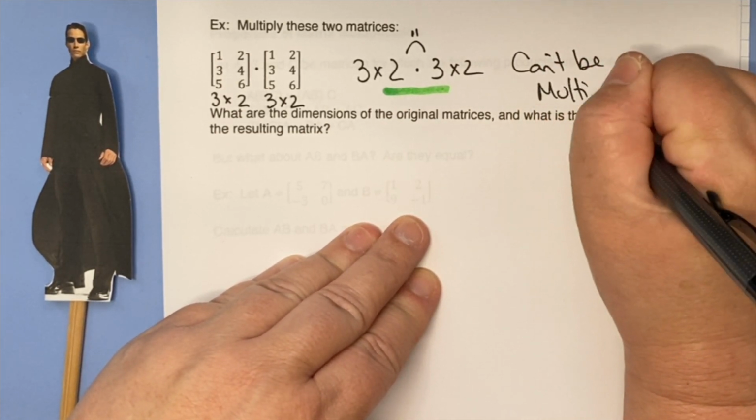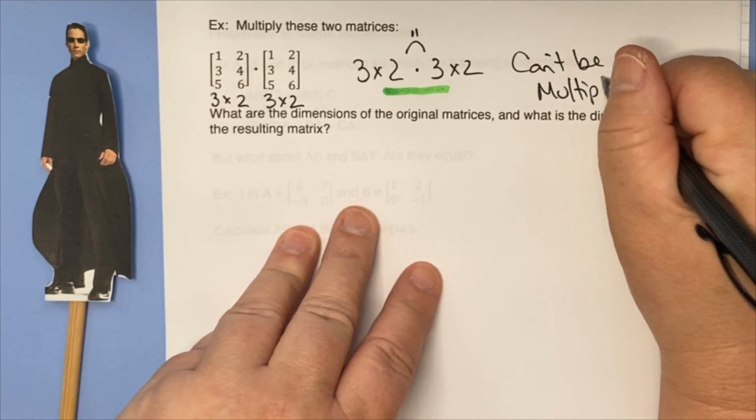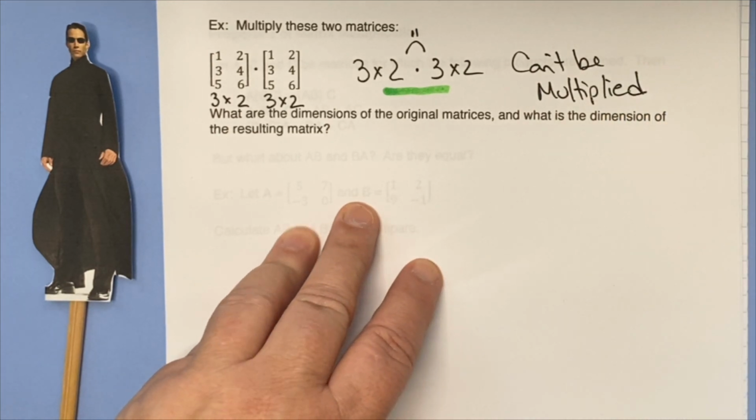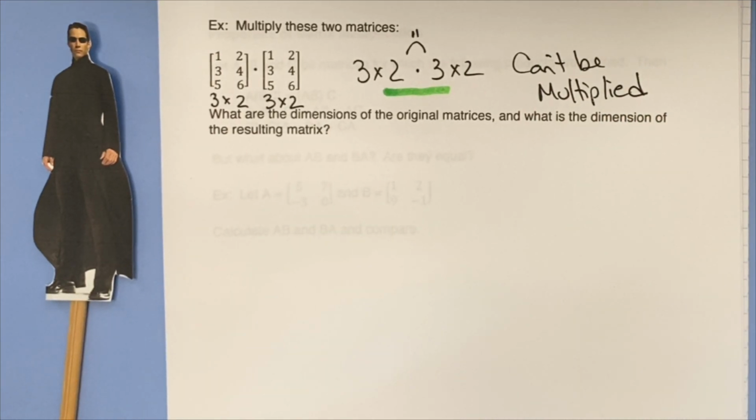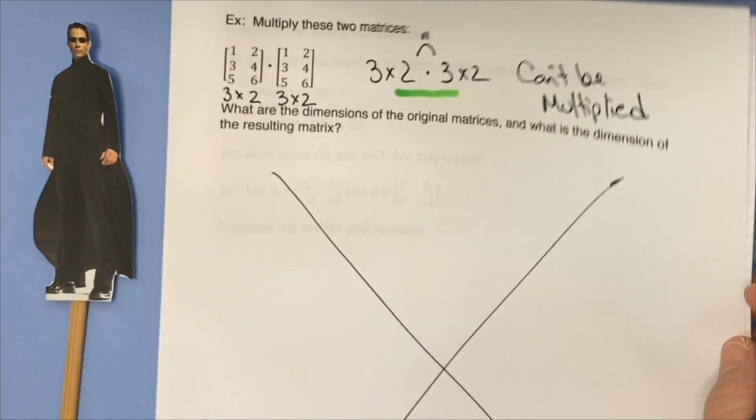I know, I hear you all being like, oh, please, we wanted to do another problem. And I'm like, yes, I know, ha ha ha, you can't. So, there's nothing to be done here. We cannot do it. Can't be multiplied.